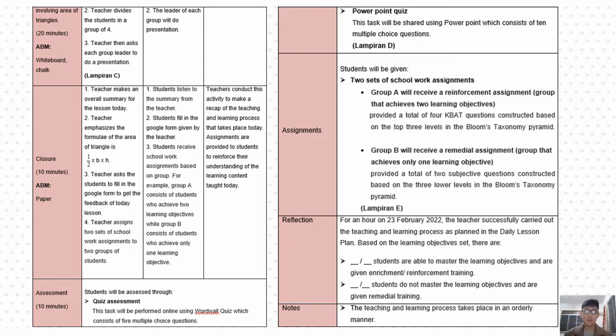So, the purpose of this closure is to ensure that the teacher conducts this activity to make a recap of the teaching and learning process that took place today. So, the assignments are provided to the students to reinforce their understanding of the learning content taught today.